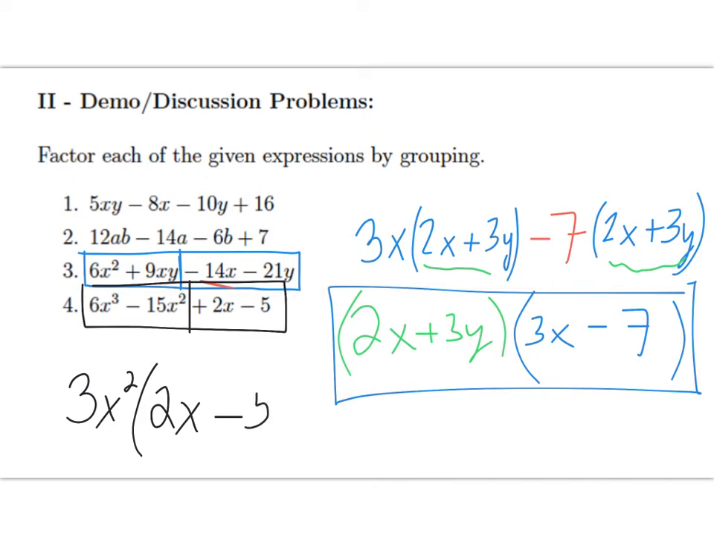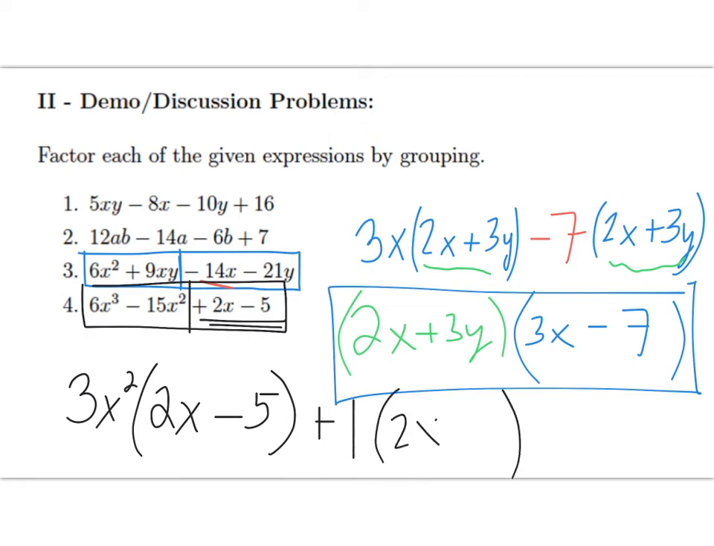3 times negative 5 makes negative 15. We already have our x squared there, so we don't need anything else. And this is also a great example. Notice how the third term is not negative, but 2x and negative 5 share nothing in common but 1. That's okay. Our greatest common factor is 1. Don't let that weird you out.